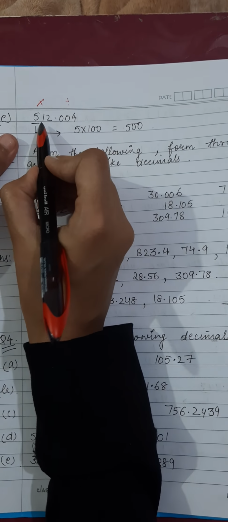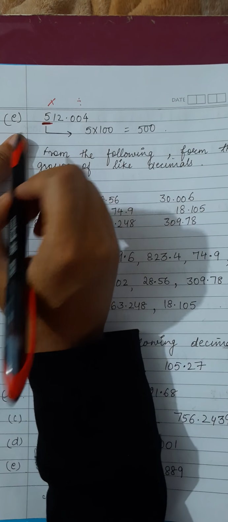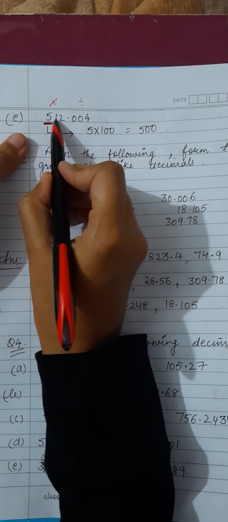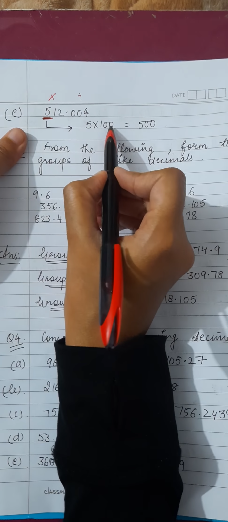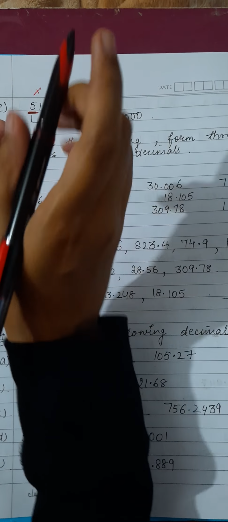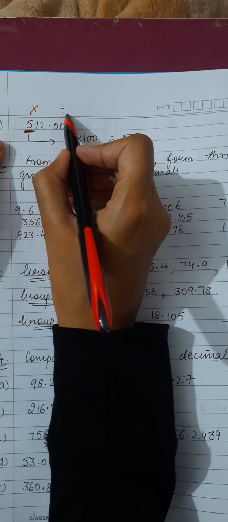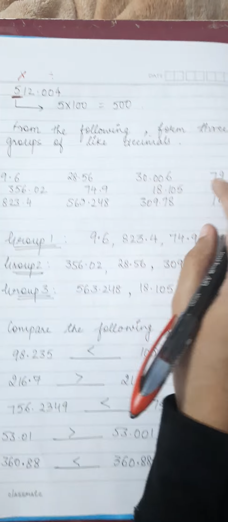512.004. Now if you will see, the underlined digit is 5, which is before the decimal. Now when this is before the decimal, ones, tens, 100. So 5 will be multiplied by 100 and it will give you 500. Okay, just make sure before the decimal you have to multiply, and after the decimal you are going to divide.